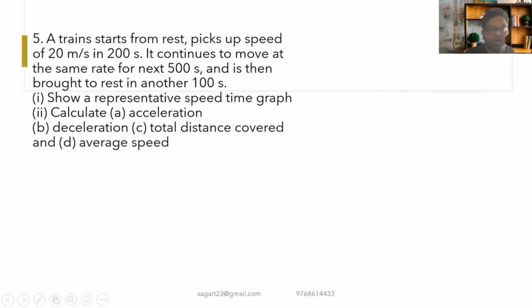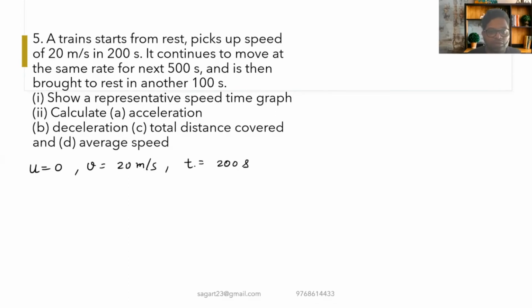Okay, so a train starts from rest. The very first thing is we note down what is given. A train starts from rest, picks up speed of 20 meter per second. So final velocity is 20 meter per second, and it does so in 200 seconds. So the time is 200 seconds. It continues to move at the same rate for 500 seconds.